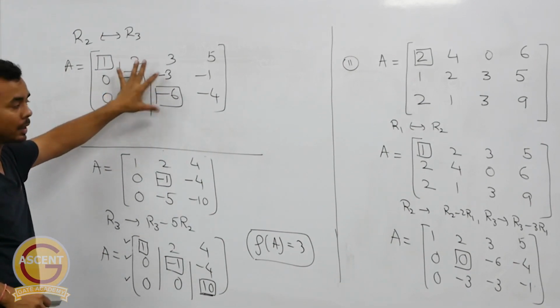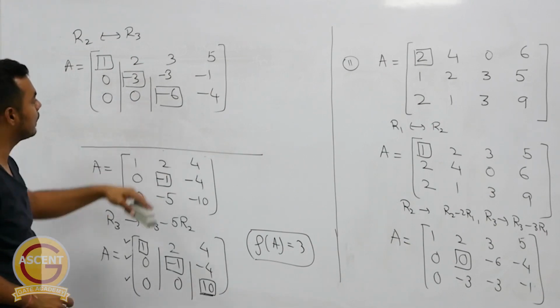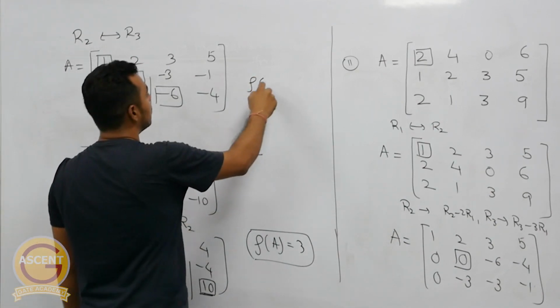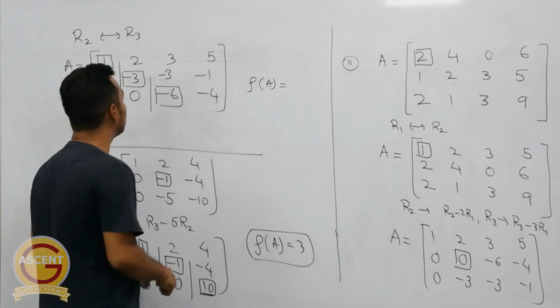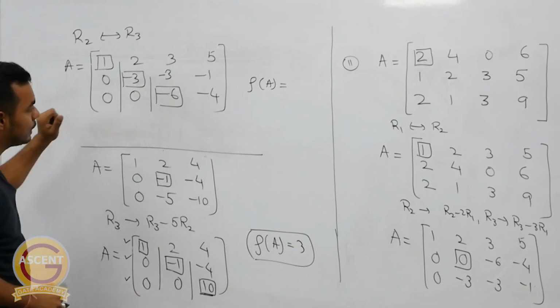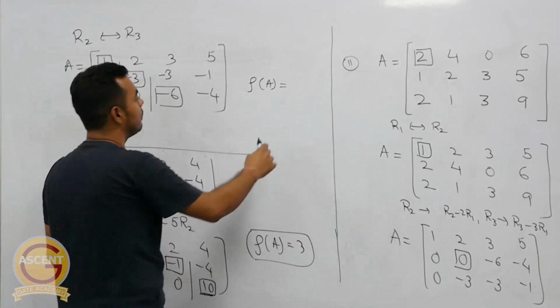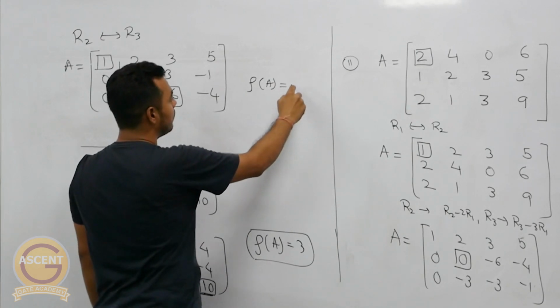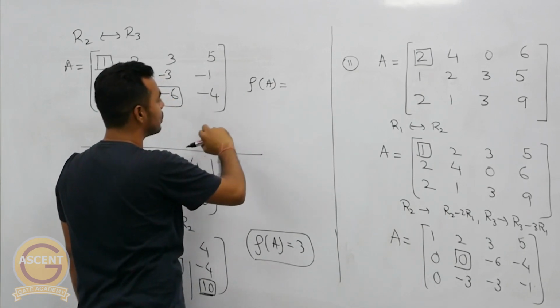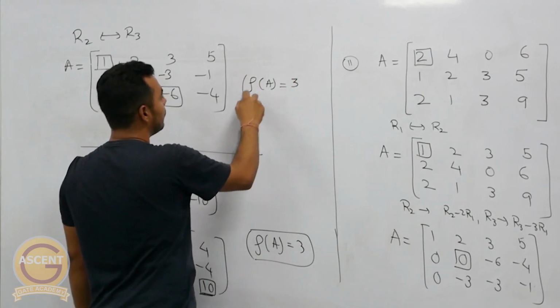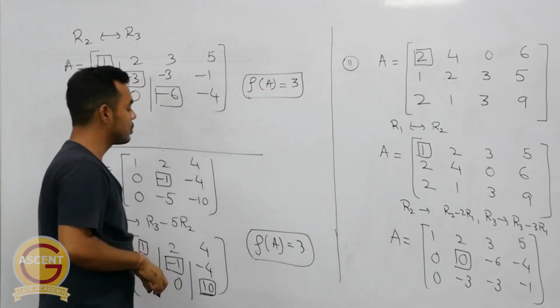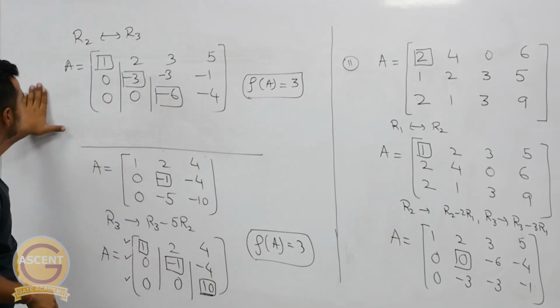So this matrix is in echelon form, and if I ask you what is the rank of this matrix, you have three non-zero rows, R1, R2, R3, all three are non-zero rows, and we have seen that the rank of a matrix is nothing but the number of non-zero rows in the echelon form of the matrix. So the rank of this matrix will be 3. So this was all about echelon form of a matrix.